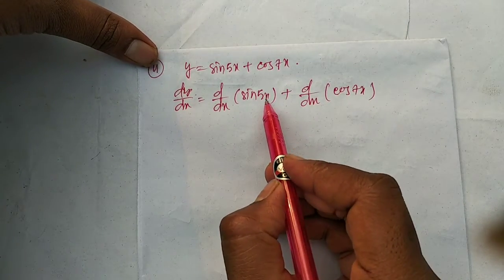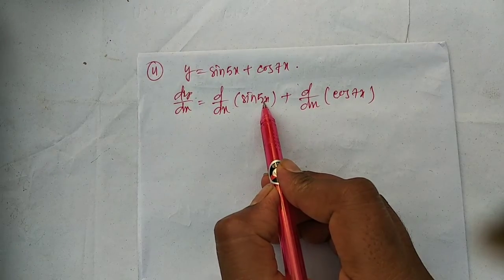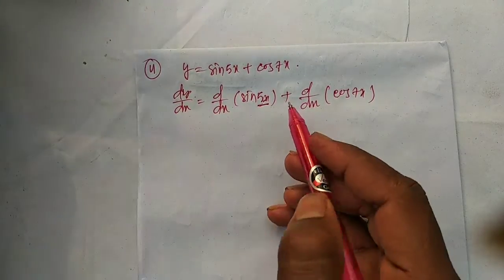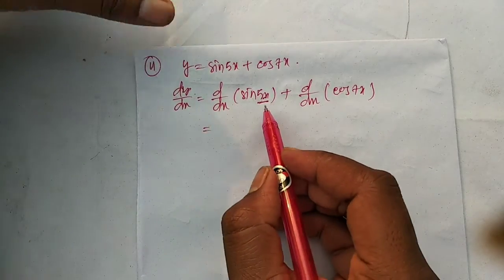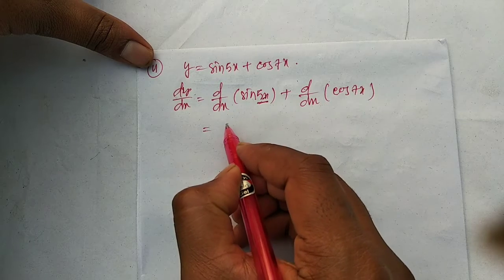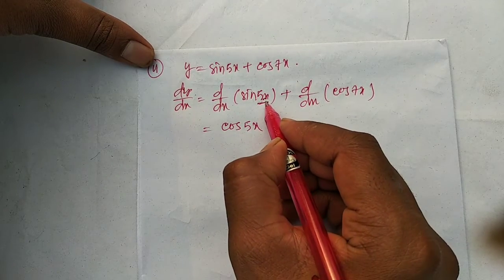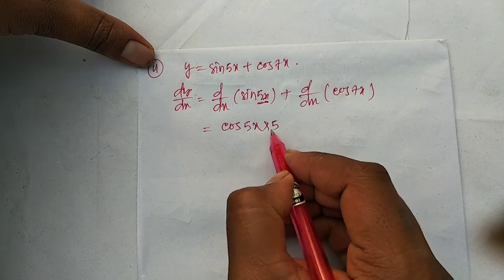But what we are observing here, here the given function is not a direct function of x. Here it is a function of 5x. What we have to do? First we have to differentiate with respect to 5x. So how much it will be? Directly I am writing cos 5x. Again the derivative of 5x, that is 5.